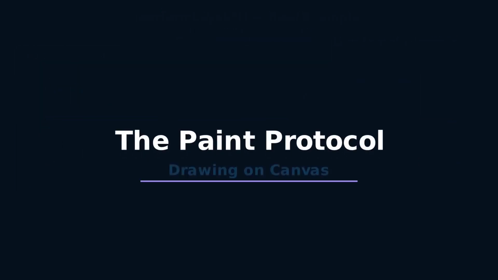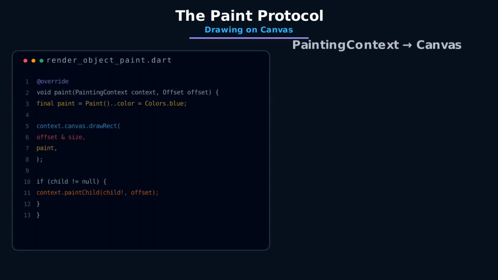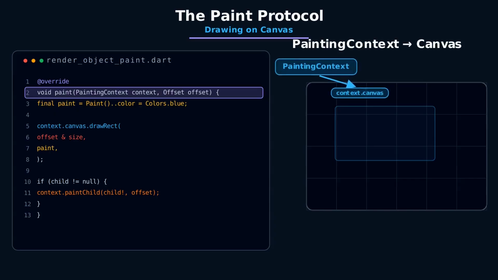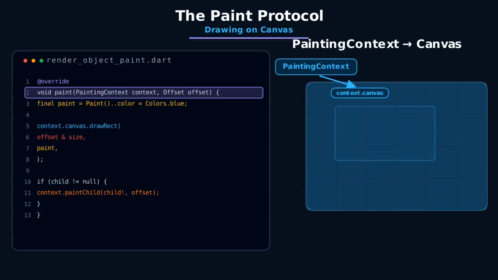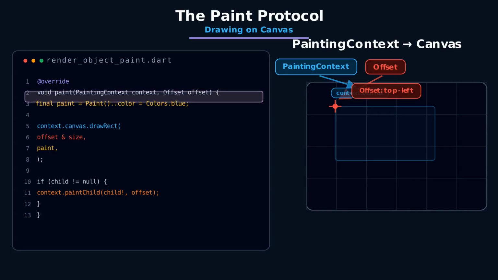Now let's talk about the second responsibility, painting. After layout is done, Flutter knows the size and position of every render object. Now it's time to actually draw them. Painting happens in a method called paint. It receives two arguments, a painting context and an offset. The painting context gives you access to a canvas. This is the actual drawing surface. It's the same canvas API you might have seen in Flutter's custom painting. The offset tells you where to start drawing, the top left position of your render object in the coordinate space.